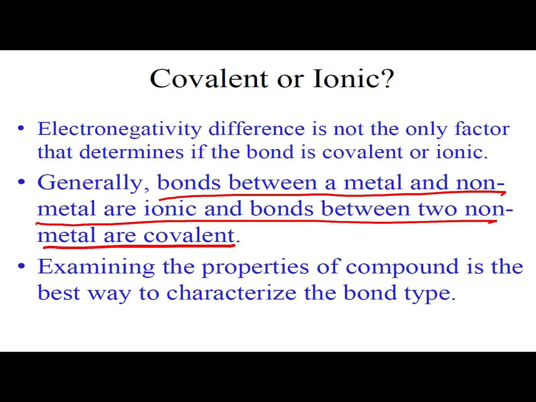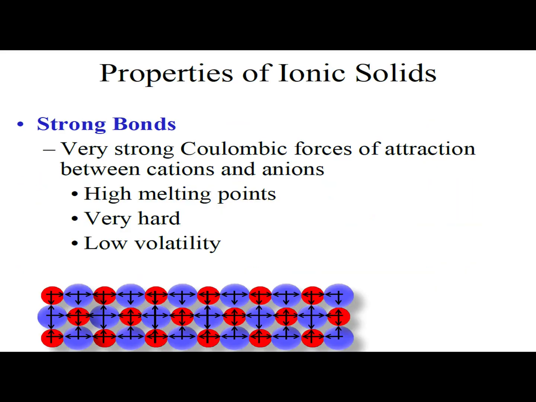And so looking at the chemical properties of the compound is going to be the best way for us to characterize the bond type. So, properties of ionic solids. You guys are going to get some data from a chemical bonding lab, and so you want to remember some of these properties to be able to differentiate compounds from each other. So ionic: it takes a lot of energy to break apart ionic crystal lattices, so you must add a lot of heat to get them to melt. And because of that, ionic solids have very high melting points.